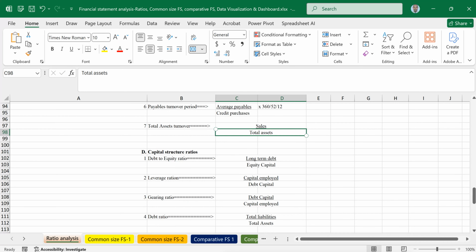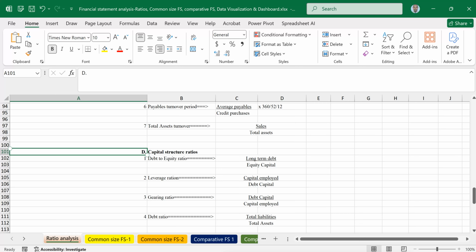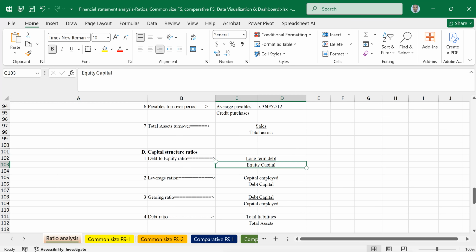Now from that, we have the other category of ratios, which is capital structure ratios. The capital structure ratio, simply put, is the composition of equity and debt in the organization. Remember, equity and debt usually affect the control and also the risk of the business. The first one is the debt to equity ratio, the composition of debt capital to equity capital. That is given by long-term debt over equity.